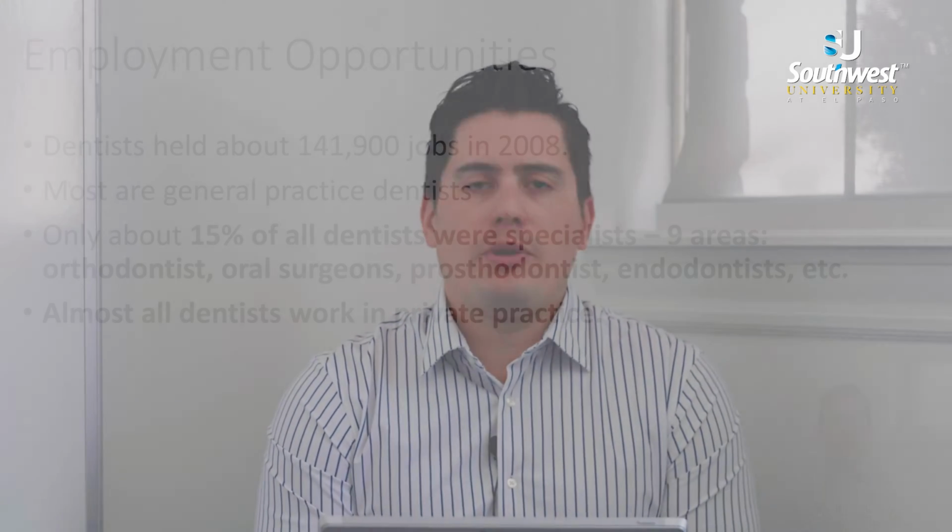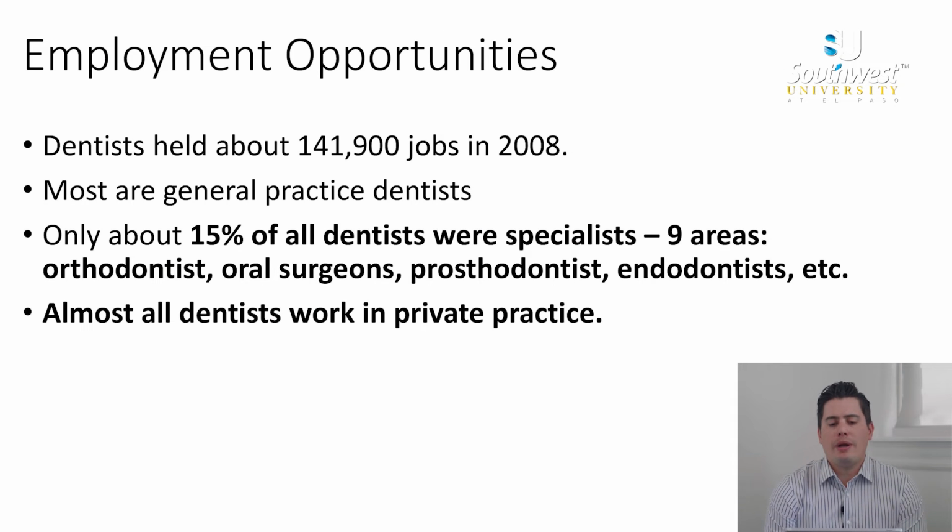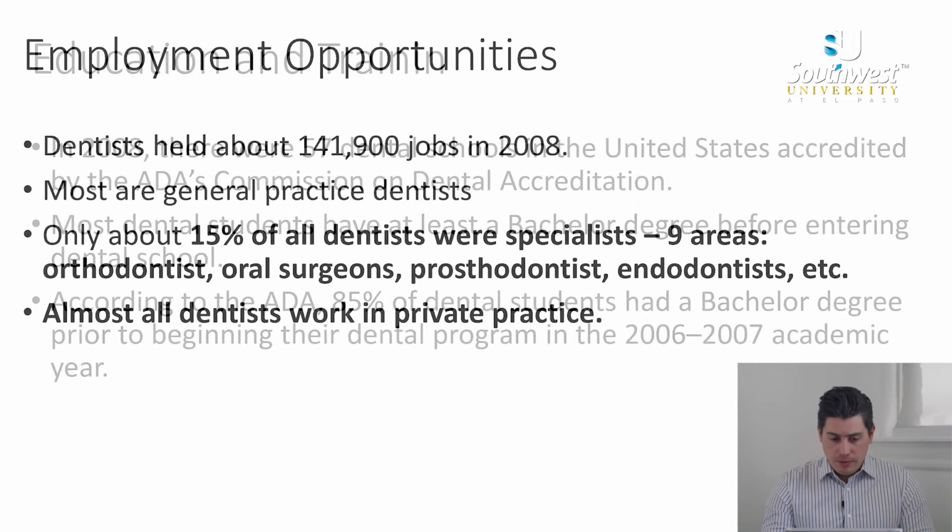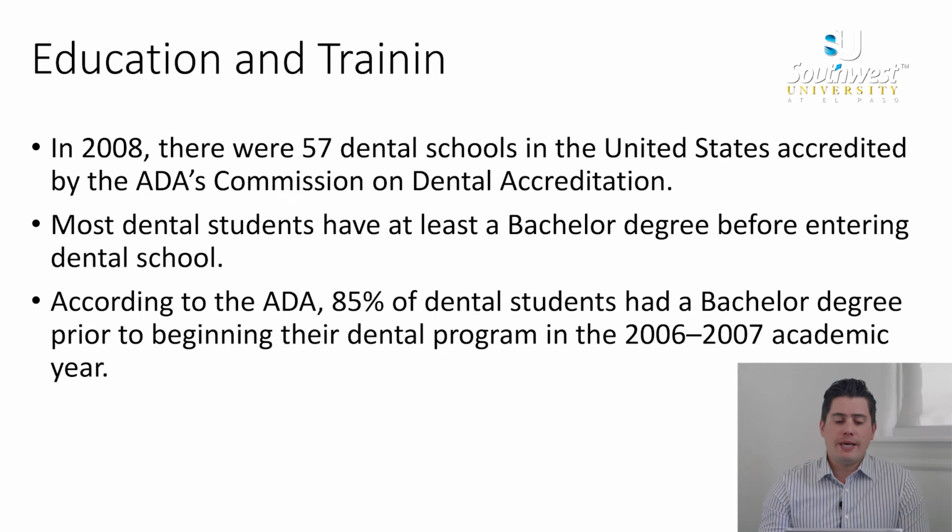And a little bit about the employment opportunities for dentists. Dentists held about 141,900 jobs in the U.S. They are primarily general dentists, okay? And only about 15% of dentists will specialize in either surgery, prosthodontics, endodontics, etc. And so for the most part, all dentists work in private offices. To qualify for a license in most states, candidates must graduate from an accredited dental school and pass a written and practical examination. So it's a full 4 years post-bachelor degree, okay?